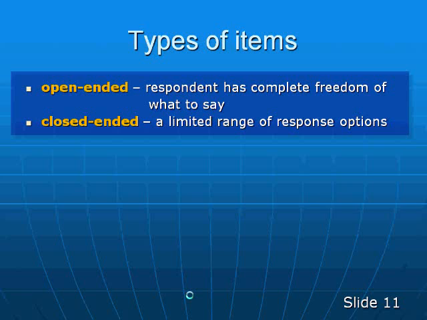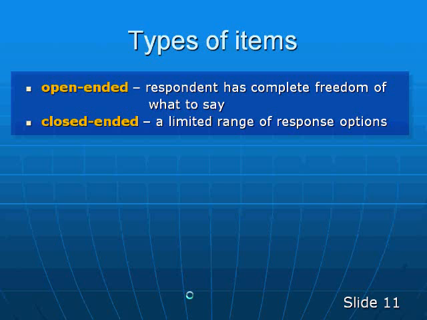The first distinction that we make between the types of items you can ask is whether they are open-ended or closed-ended. What's the difference? In open-ended responses, the respondent has complete freedom of what to say. So if you think of test taking, whenever you have a short answer or an essay question, that is what we call an open-ended response. You have complete freedom of what you want to say. You put your answer in your own words.